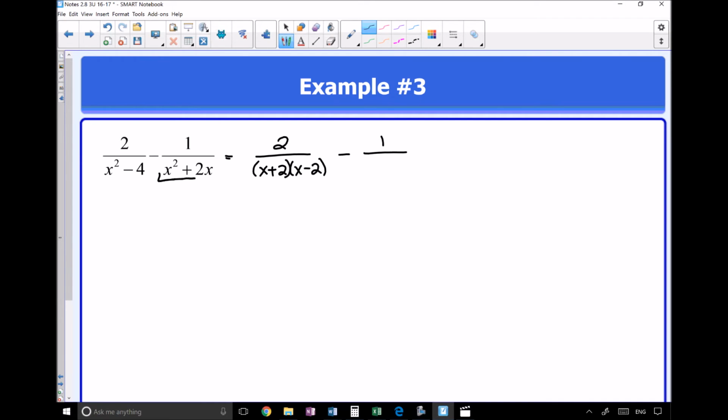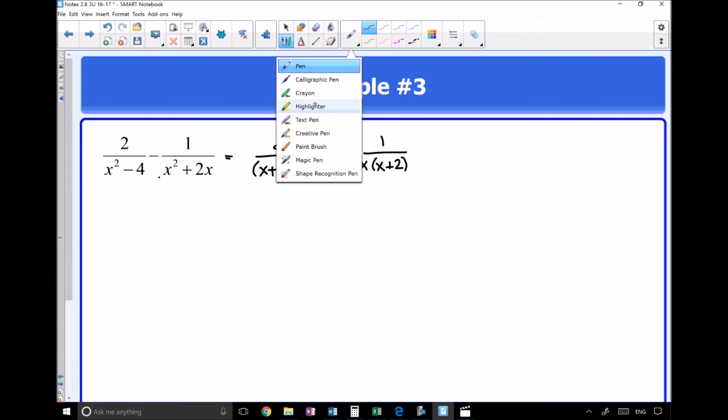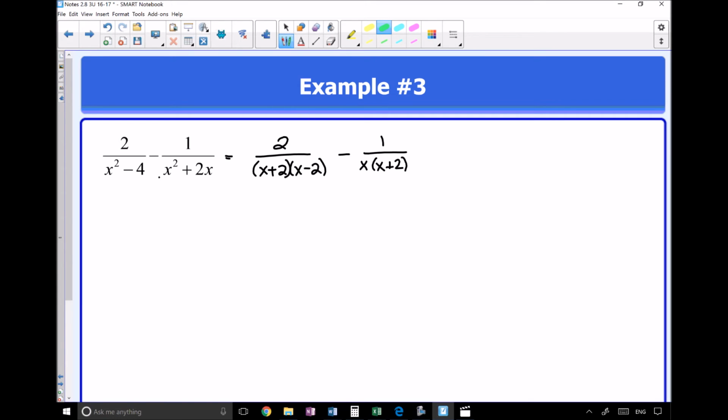Okay, and then I'm going to copy down the -1 over. Now looking in my denominator here, I see that there's an x in common, so I can factor out a GCF of x. So I get x bracket x plus 2. Okay, so based on that, to find my LCD, I have an x plus 2 here, and I also have an x plus 2 here. So that's in common with both of my fractions.